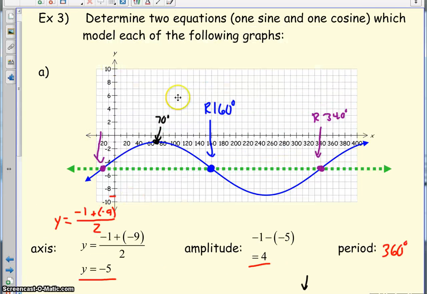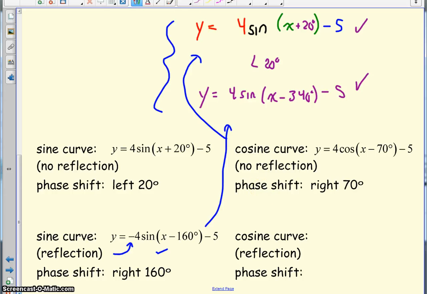Well, where are we at the minimum value over here? Well, that's right down here. And this will be at, looks like 250 degrees. So, phase shift of right 250, which means we have x minus 250 inside the bracket, and again, now our a value is negative because it's been reflected. All of these equations will produce the exact same graph. Okay, and I'll show you.